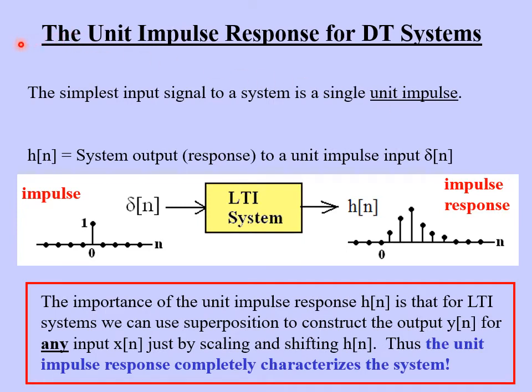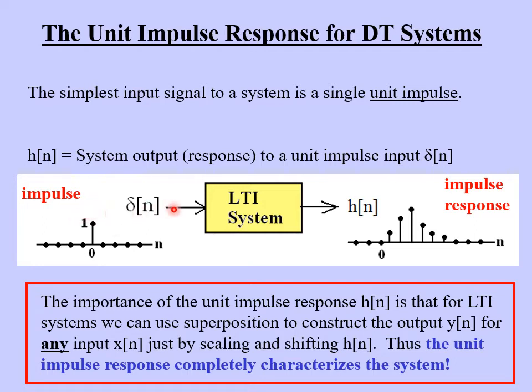One of the key concepts of this chapter is the idea of the impulse response of a system. Remember that the simplest input signal to a system is a single unit impulse, shown right here. In discrete time, which is what we're dealing with in this part of the video, an impulse is just a single value of 1 that sits when n is equal to 0. This impulse or delta function is designated by the delta symbol here. So this is delta of n, which is an impulse.